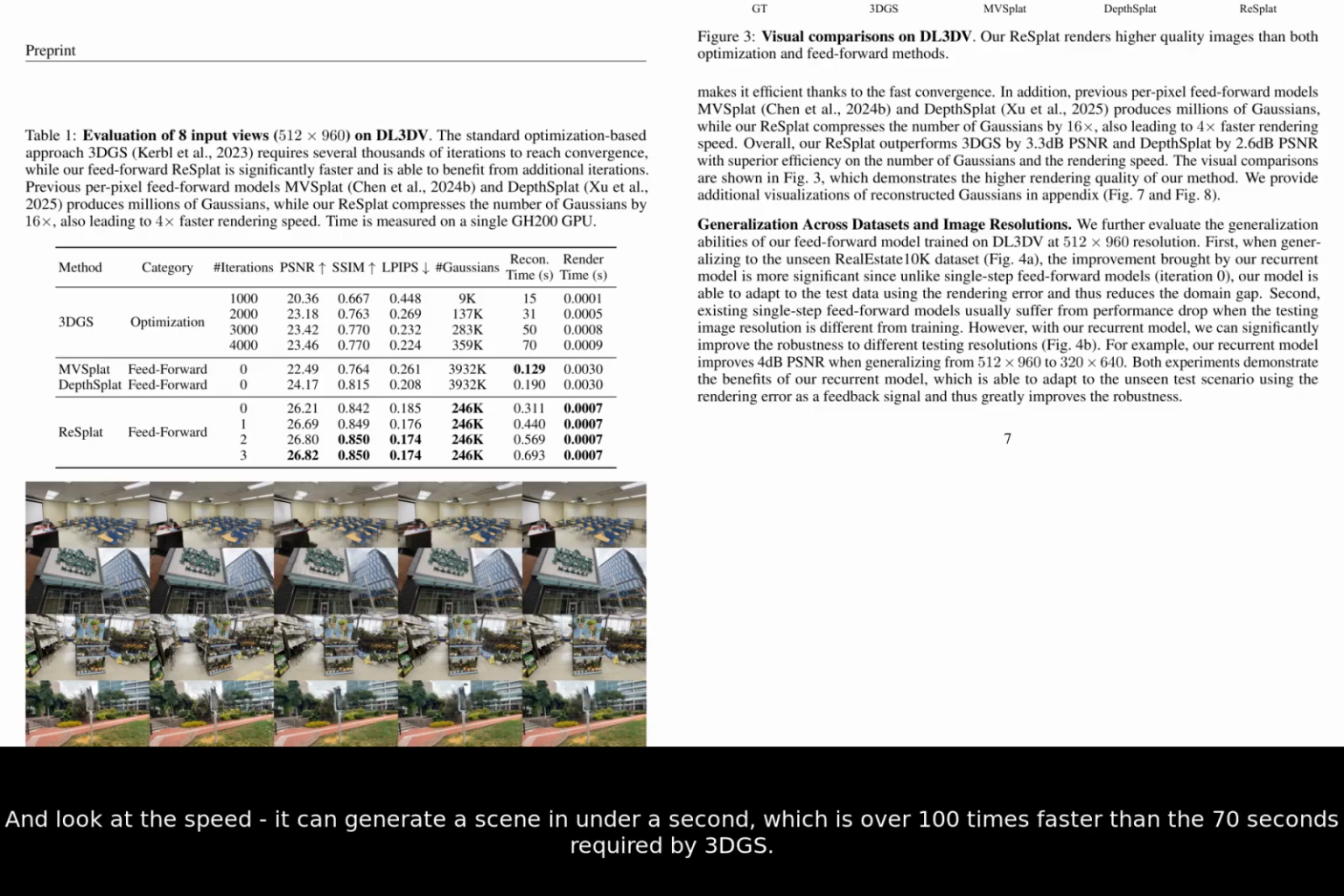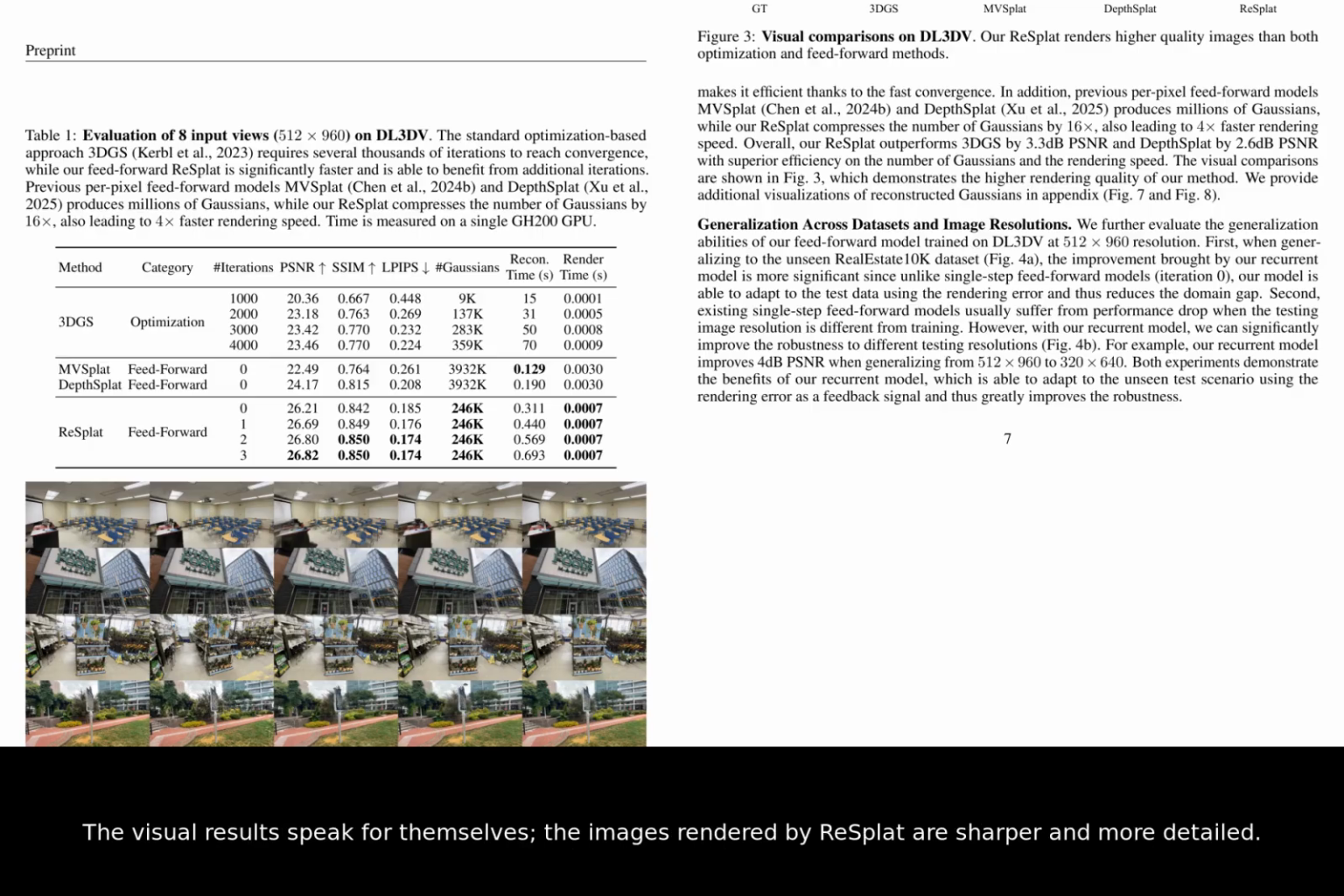And look at the speed. It can generate a scene in under a second, which is over 100 times faster than the 70 seconds required by 3DGS. The visual results speak for themselves. The images rendered by ReSplat are sharper and more detailed.